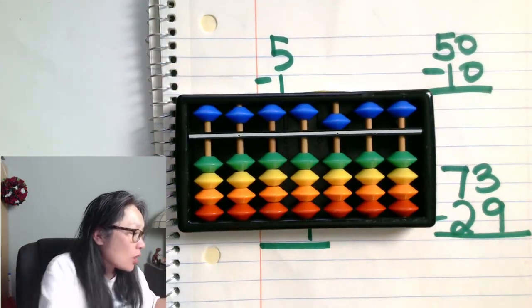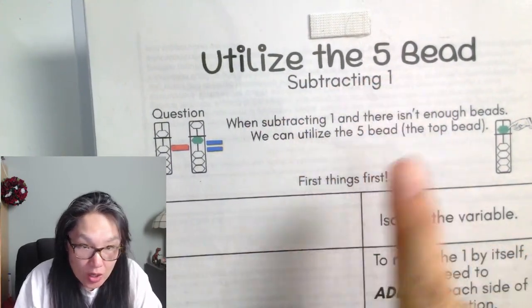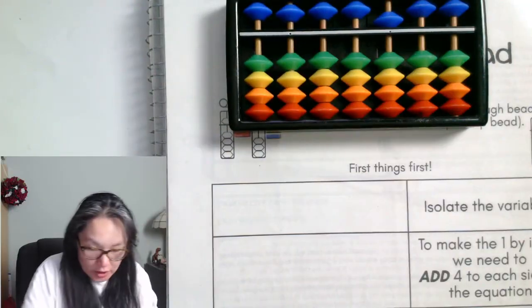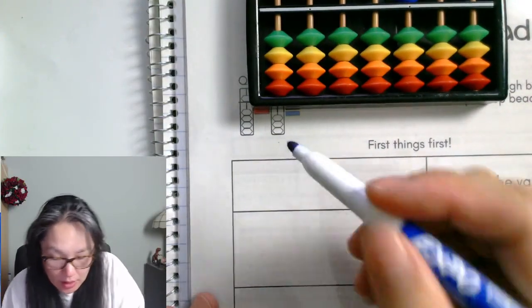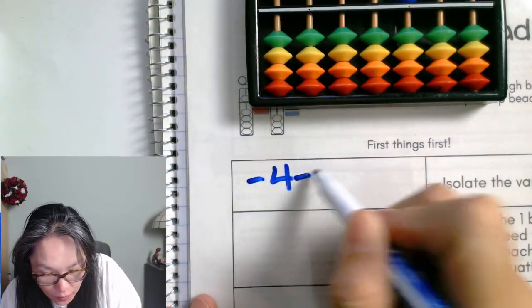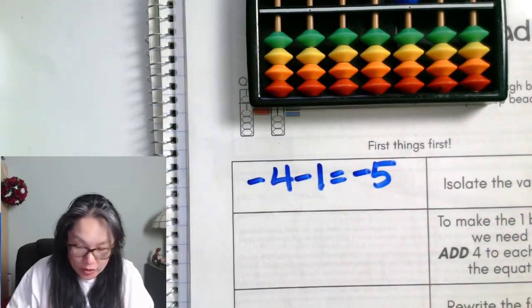What do we do? Well, this is where we have our formula to play with, right? We need to utilize the 5 bead. To utilize the 5 bead, we need to figure out what to isolate as the variable. So what's the variable that we need to isolate? Well, we're going to look at it. It's going to be 4 minus 1 equals to minus 5. This is the formula that we're going to be using.